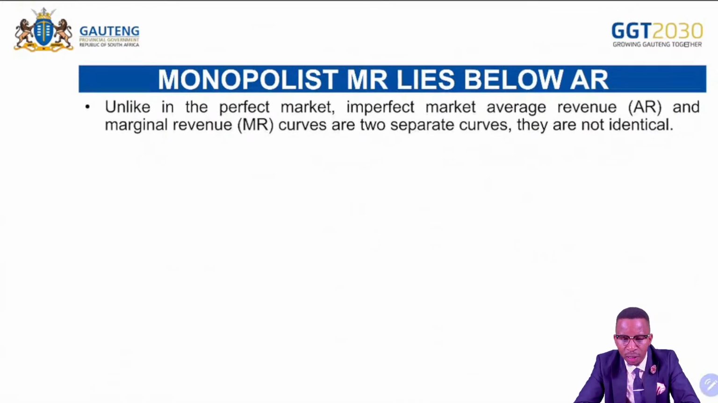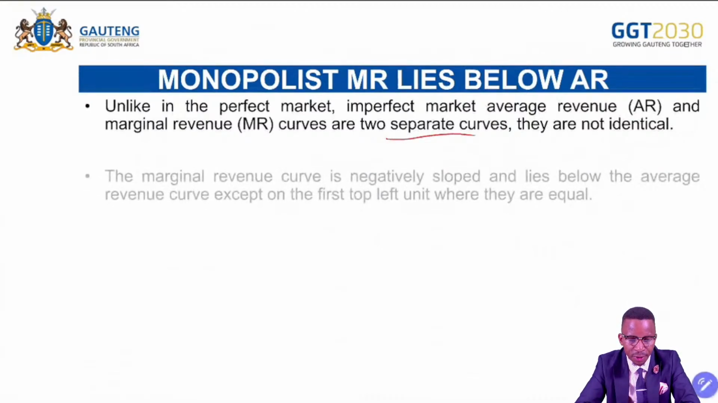They all begin at the same point on our vertical axis at the top left. As they slope downward, the AR will be above and MR will be beneath, and in that case MR can even be zero or negative, but AR will never be zero if the firm is still producing output within the market. Unlike in the perfect market, in an imperfect market the average revenue AR and the marginal revenue MR curves are two separate curves. They are not identical. They are totally different.